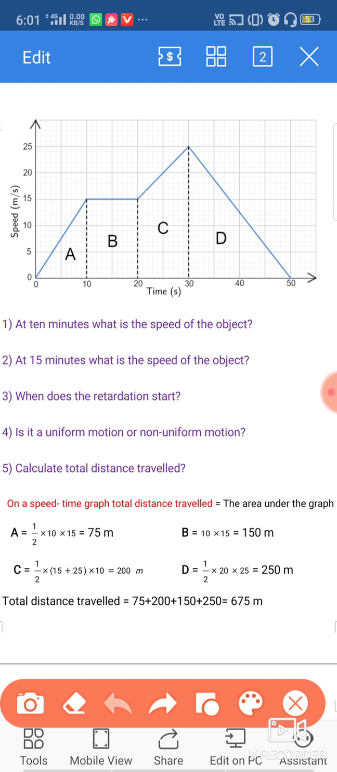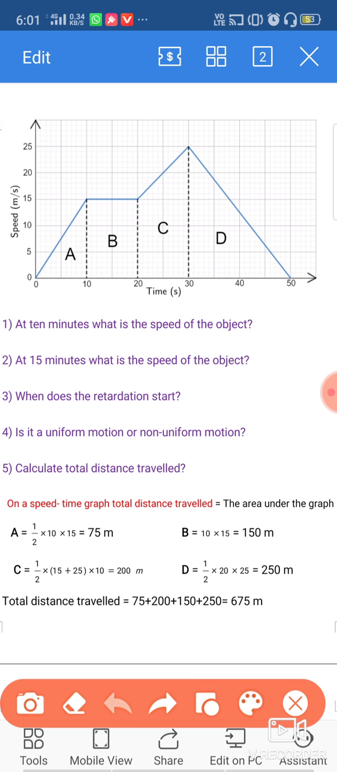Next question, third question: when does the retardation start? The retardation starts after 30 seconds. Up to 30 seconds, the speed of the object is 25 meter per second, and there is no acceleration. After 30 seconds, there is retardation. Retardation starts after 30 seconds.